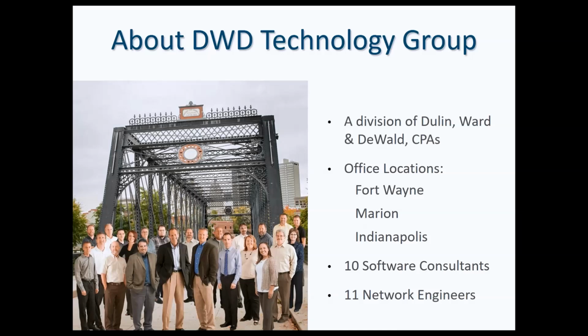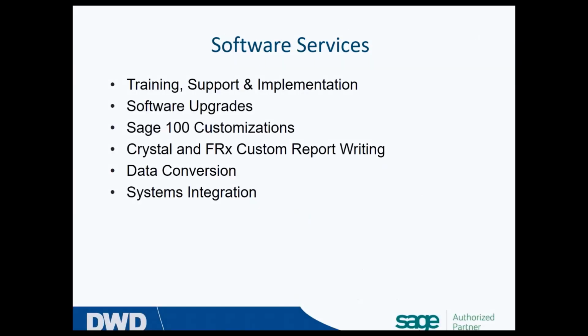DWD Technology Group, we are a division of Doolin Ward and DeWalt CPAs. We've got offices in 3 cities in Indiana: Fort Wayne, Marion, and Indianapolis. Our primary office is the Fort Wayne location. Our Marion office is more of an accounting facilities location, and our Indianapolis office has another one of our Sage consultants as well. We're comprised of 10 software consultants and 11 network engineers.